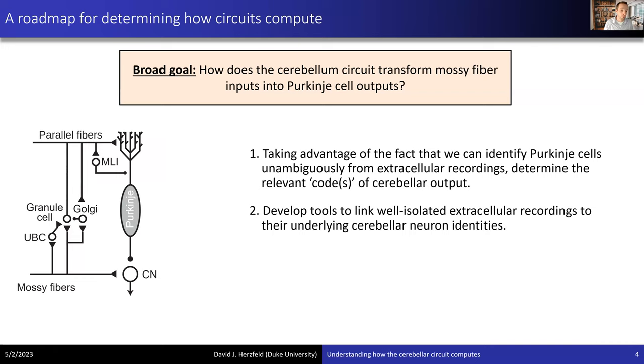Exactly. And then you use convolutional neural networks, image classification, and it happily spits out that, oh, that's a unipolar brush cell, or oh, that's a mossy fiber. Very clear. Thank you so much. Yep. Abby?